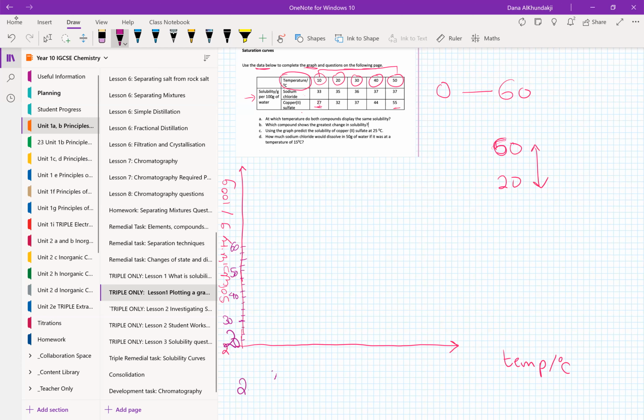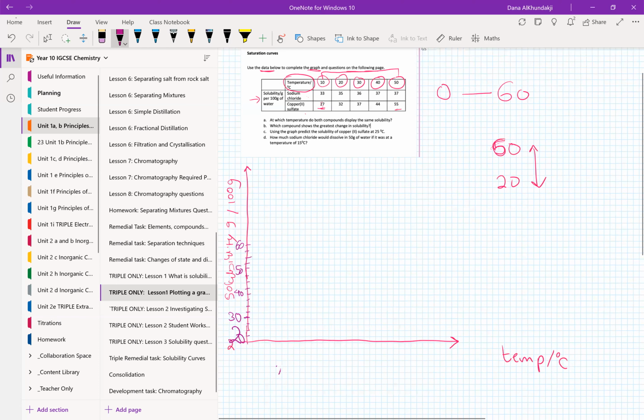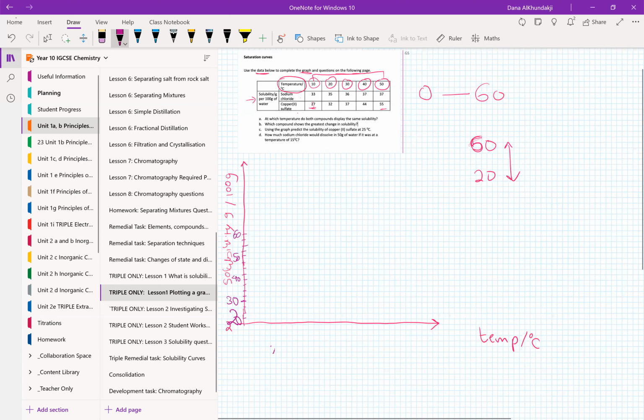Okay, every small square, because between the 20 and the 30, it's 10. So 10 divided by 4, every square is 2.5. Okay. Now on the y-axis, I didn't start at 0 just because the solubility doesn't get to 0.